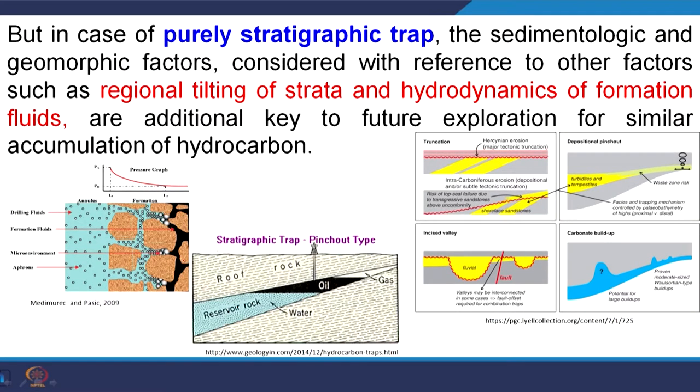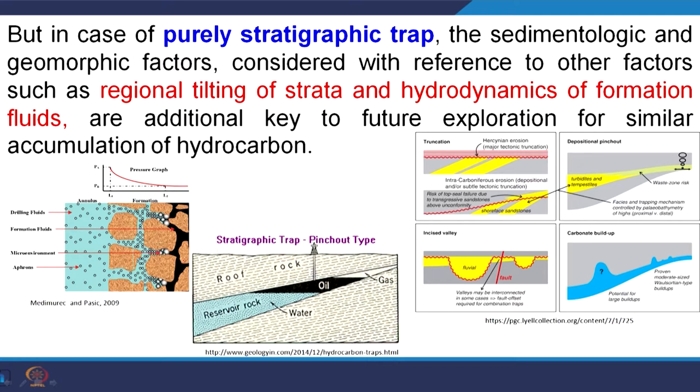But in a purely stratigraphic trap, the sedimentologic and geomorphic factors are considered with reference to other factors such as regional tilting of the strata and hydrodynamics of the formation fluid, which are additional keys to further exploration and similar accumulation of hydrocarbons. So you see here, we are talking about the stratigraphic trap. A stratigraphic trap is not affected by structure. That means here the depositional environment is related to geomorphic process.